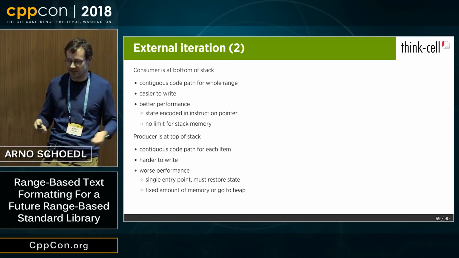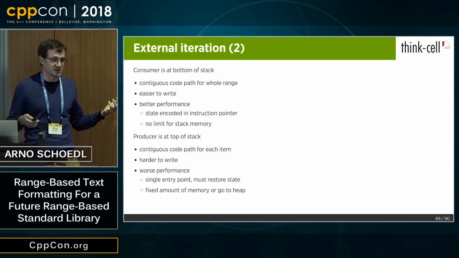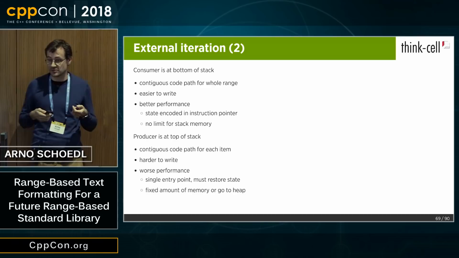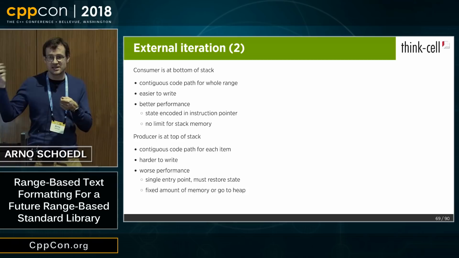Now, the producer has a much harder time, because they only have a single entry point. They only have the operator star, and they have to restore their state every time, as we've seen with the concat. They're harder to write, because you have to do the bookkeeping. And you get worse performance, because you always need to restore the state. That was the branching that we saw on the concat.